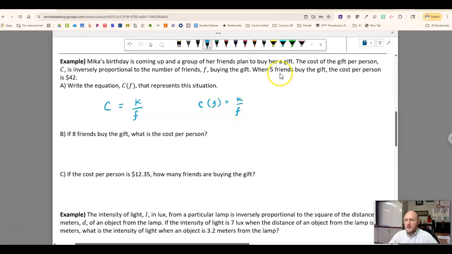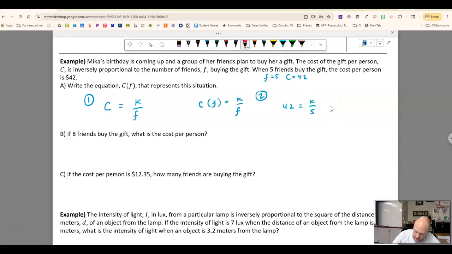Now, they do say here when 5 friends buy the gift, the cost is $42. So they're going to go ahead and give you information. So step 2 would be to plug in this information, right? So they say F equals 5, C equals 42. And so we can set up an equation: 42 equals K over 5. Now, why is this useful? Well, they essentially give you the information in order to solve for K, your constant of variation.